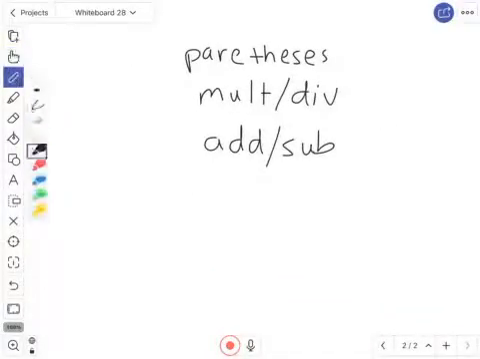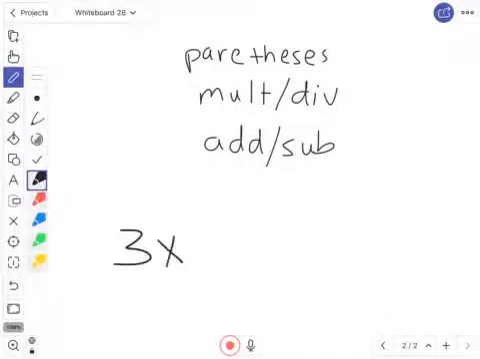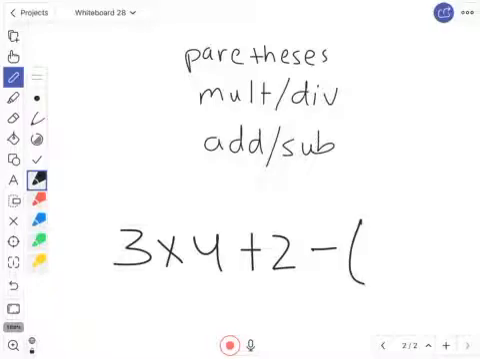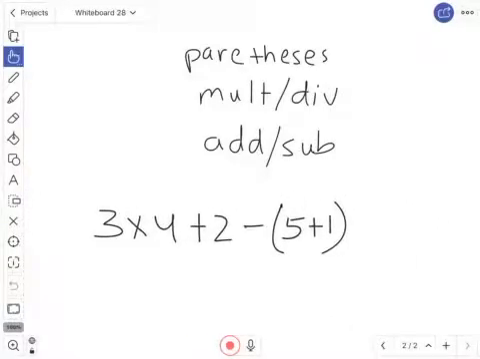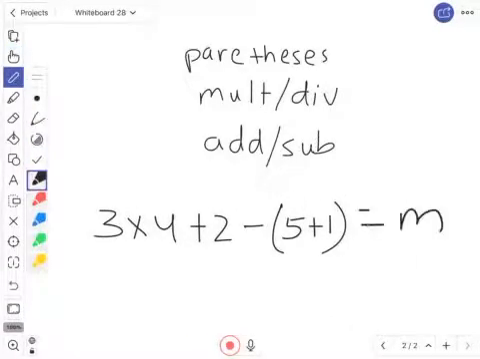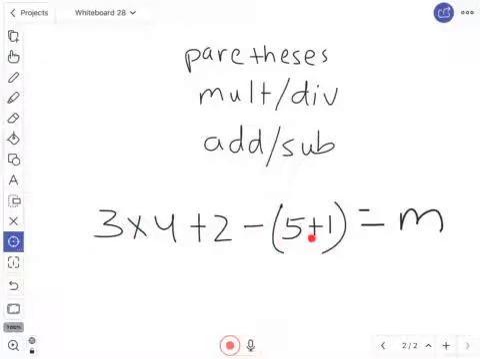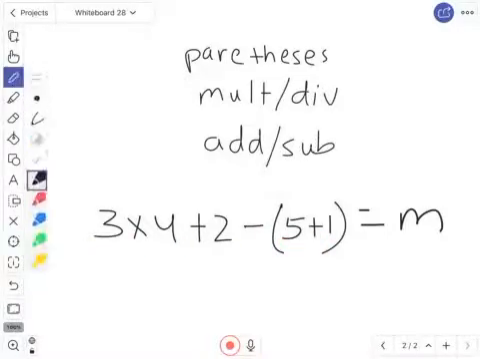So if you have a problem that looks like this, 3 times 4, let's say plus 2, and let's say minus 5 plus 1 in parentheses. It's kind of a big, long expression to have to solve. Let's say it equals m. Well, the first part I have to do is 5 plus 1 first. So 5 plus 1 is 6, because that's in parentheses.